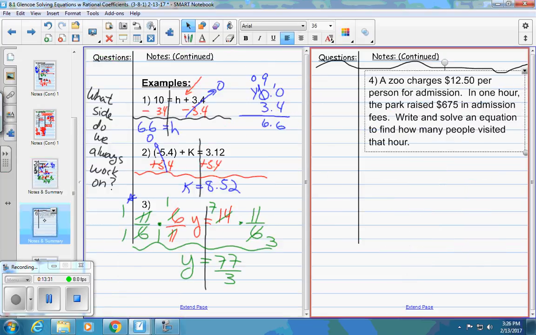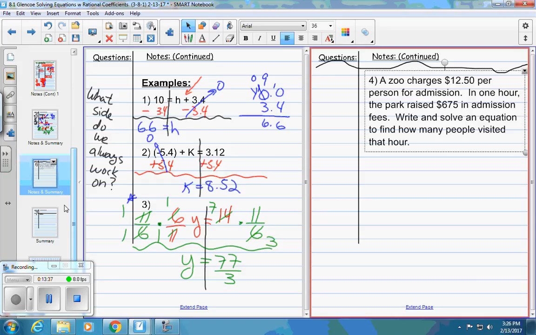So again, make sure, please, that you have that word problem example copied down. Any questions you may have, please write them in the question column and ask them in class.